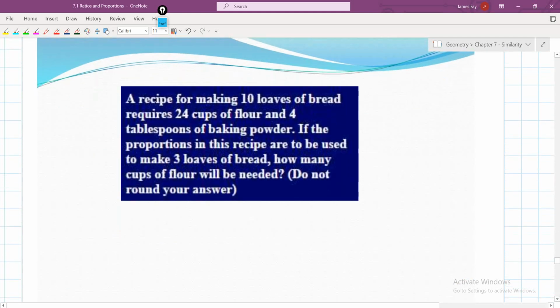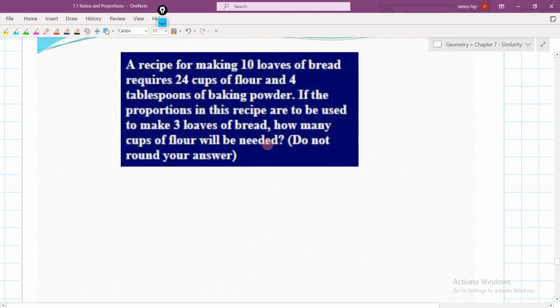A recipe for making 10 loaves of bread requires 24 cups of flour and 4 tablespoons of baking powder. If the proportions in the recipe are to be used to make 3 loaves of bread, how many cups of flour will be needed? So if you think about this, I believe the 4 tablespoons of baking powder is extra information that's really not necessary.